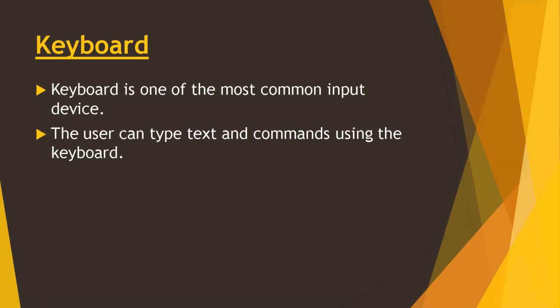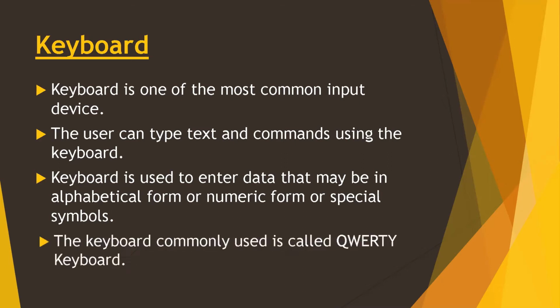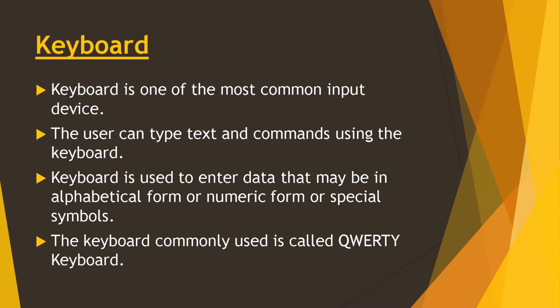Here the user can type text and give any command to the computer using the keyboard. The keyboard is used to enter data that may be in alphabetical form, numeric form, or any special symbols. You can see alphabets, numbers, and special symbols. The commonly used keyboard is called a QWERTY keyboard. So why this name, QWERTY? On the keyboard, in the first row of alphabets, you can see Q, W, E, R, T, Y. That's why the name given to that keyboard is QWERTY keyboard. Clear with that?